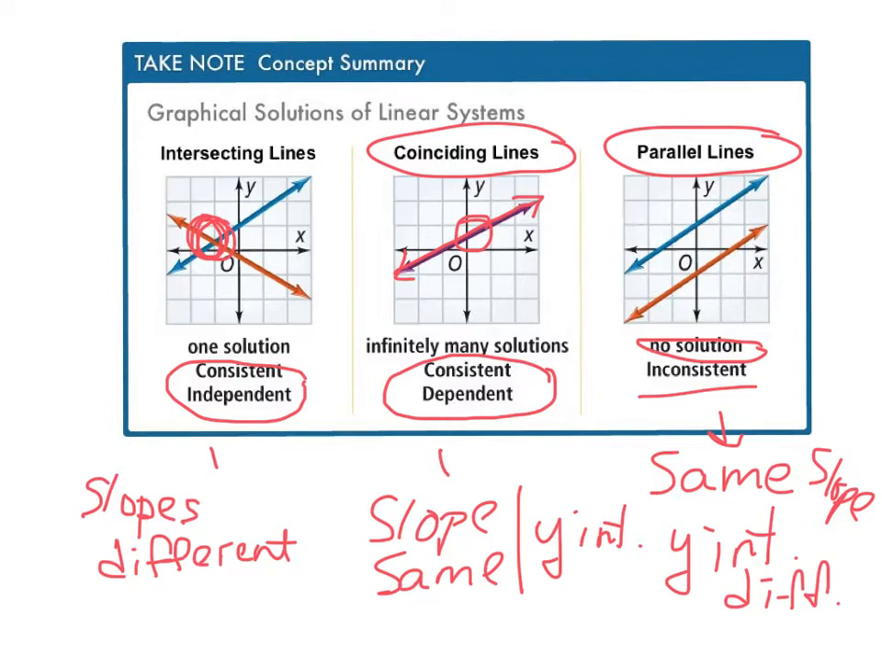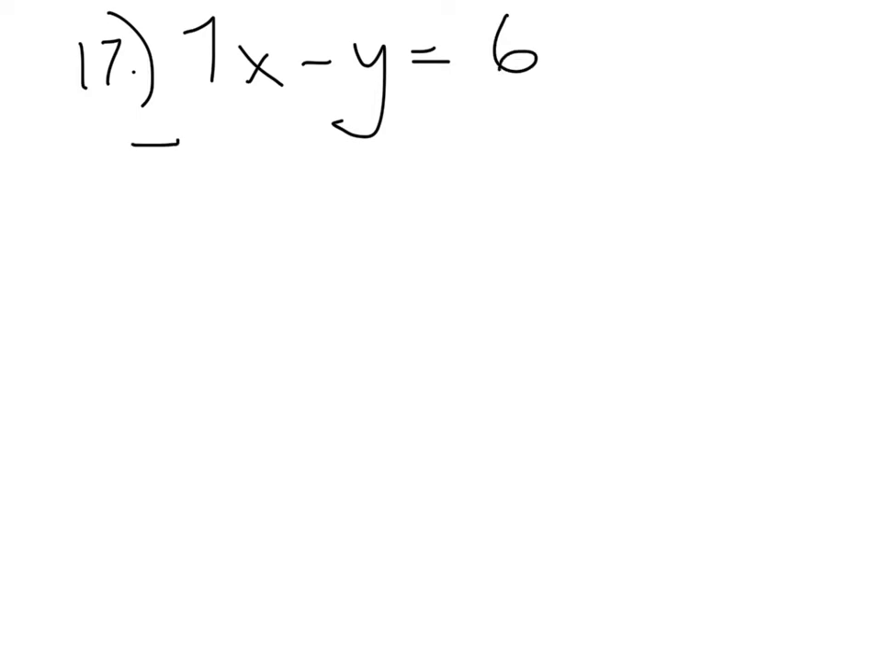Okay, so let's look at some examples. The reason I identify slope in all of these is that's going to identify how we organize our systems into these categories. So let's do an example. In the book, I've got number 17, which has these two equations: 7x minus y equals 6, and negative 7x plus y equals negative 6.